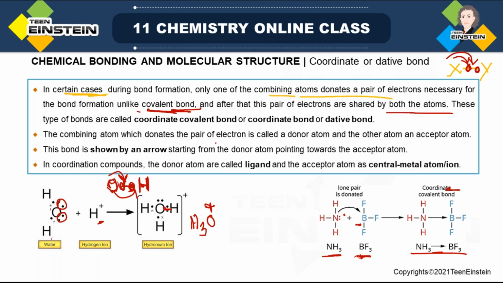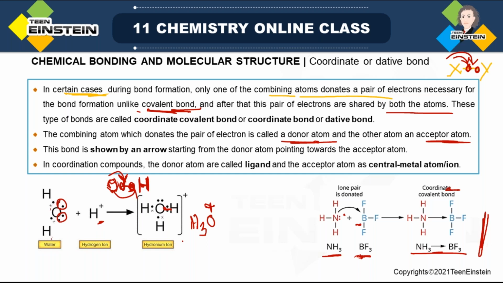The combining atom which donates the pair of electrons is called the donor atom, and the other one which is accepting is the acceptor atom. But don't think it is cation and anion. There is no such thing. The bond is shown by arrows starting from the donor atom pointing towards the acceptor atom, which you can see in this example. You can also draw it in the hydronium ion, but it is not any rule. We do not follow it always, but in some examples you can see this arrow sign.